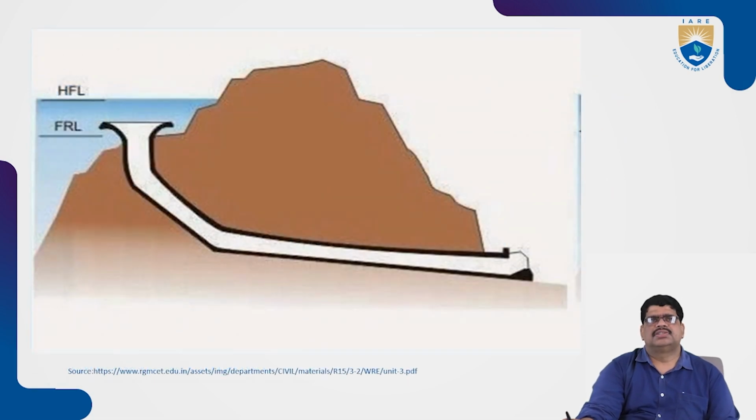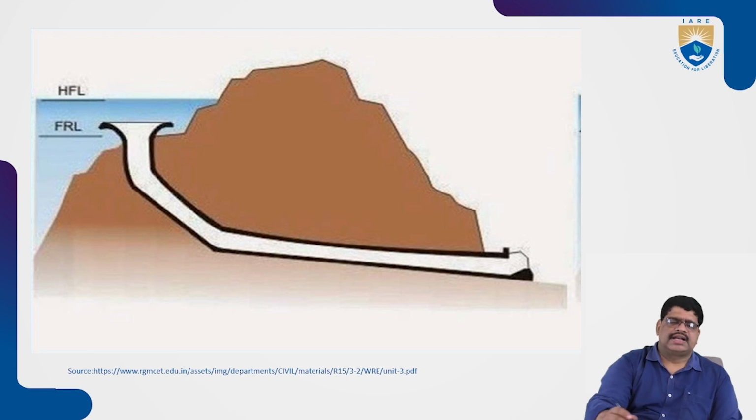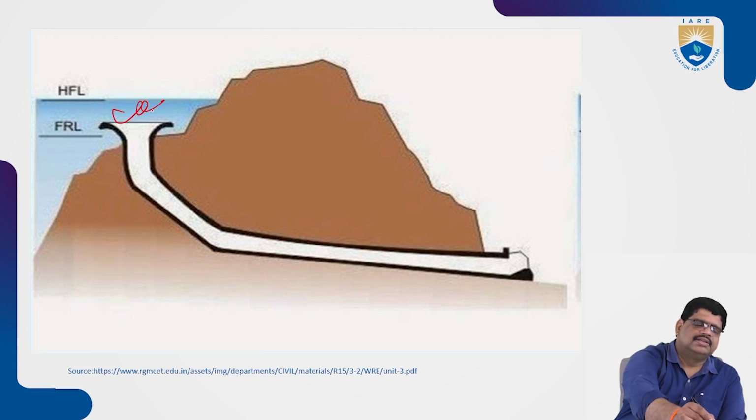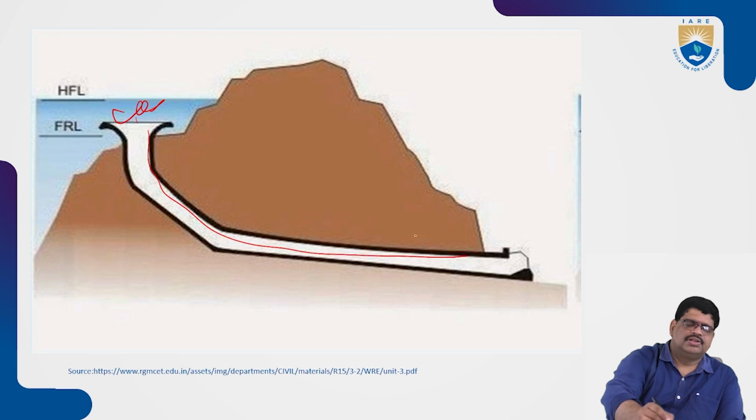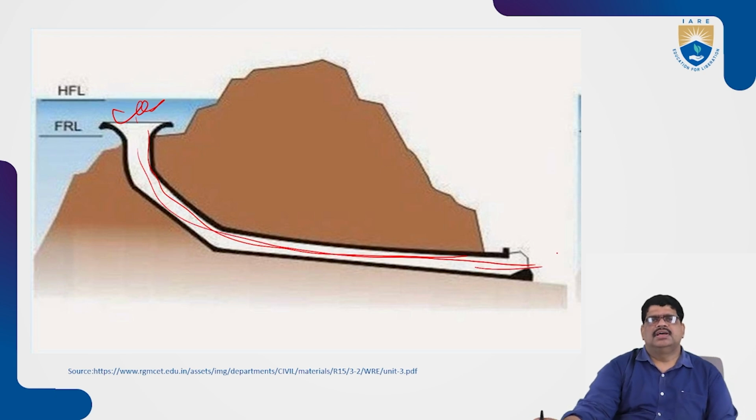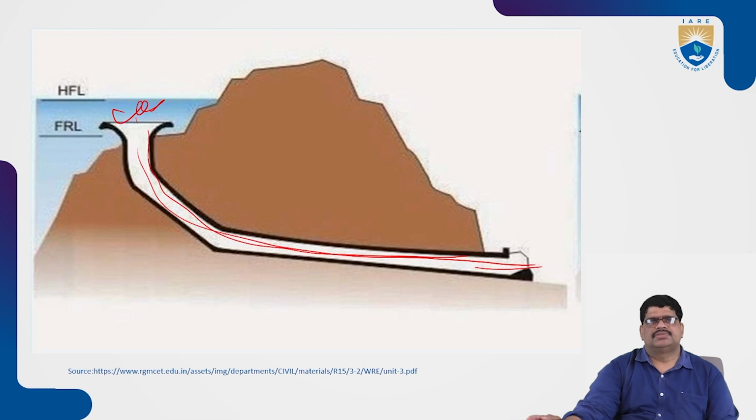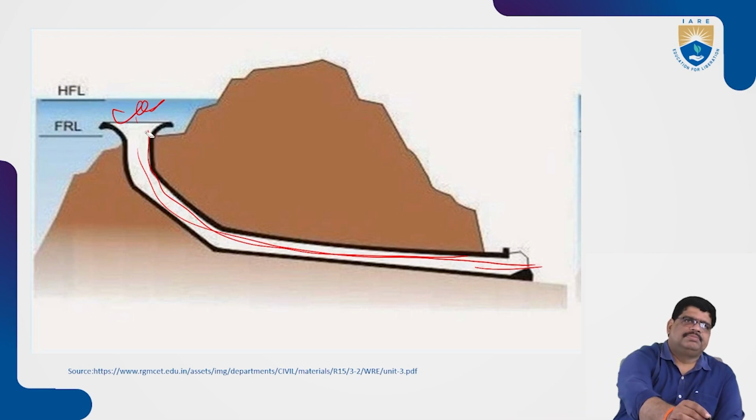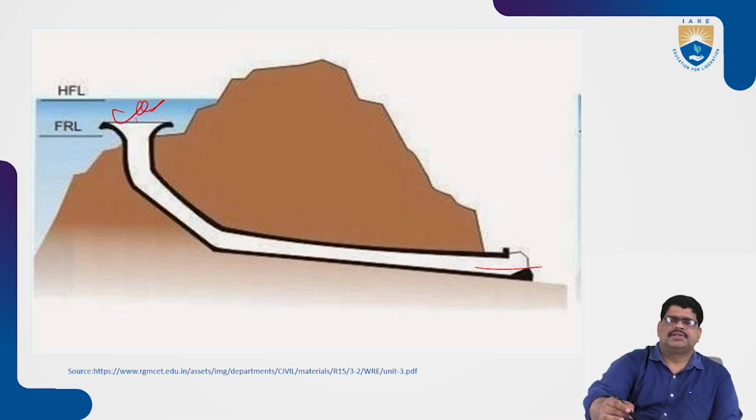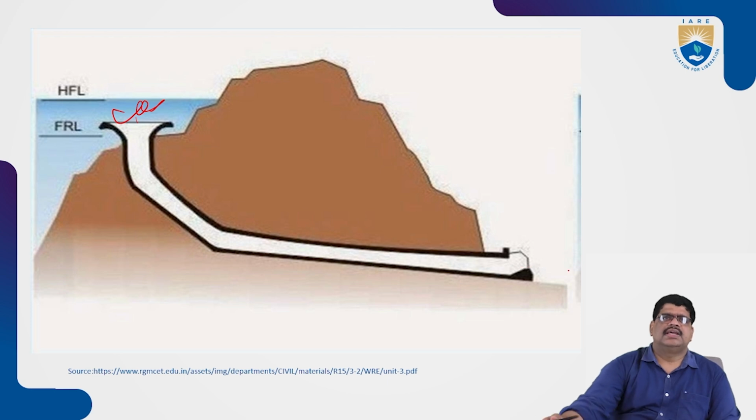Let's see the diagram to understand easily. The water is collected here and sent through the conduit to another way. This is the best diagram for the construction of the conduit or tunnel type. Tunnel type means the water goes through the pipeline here. That's why we call it the tunnel type of spillway.